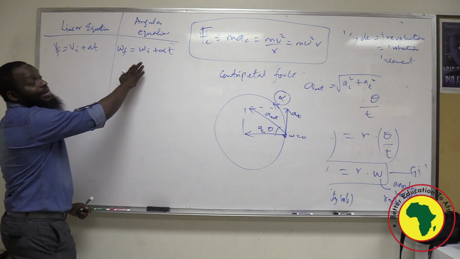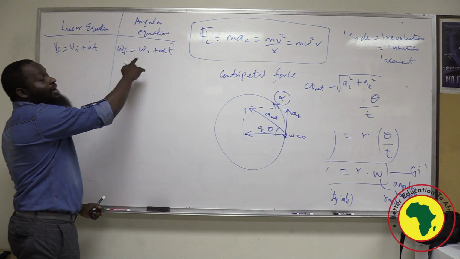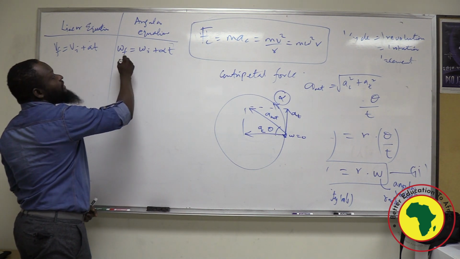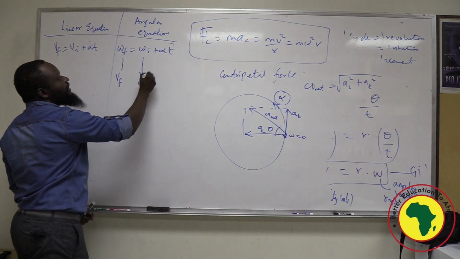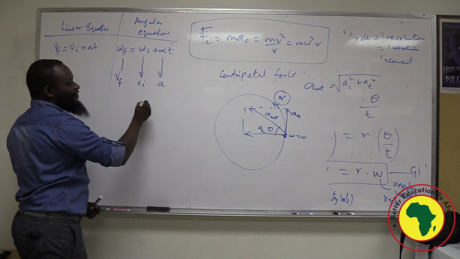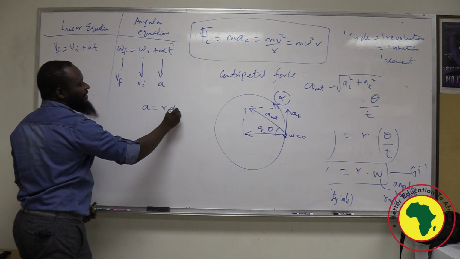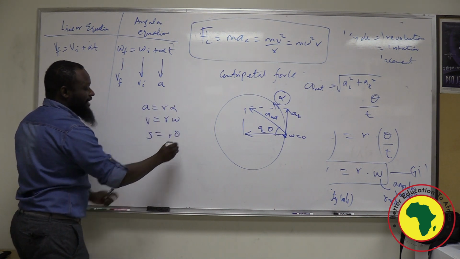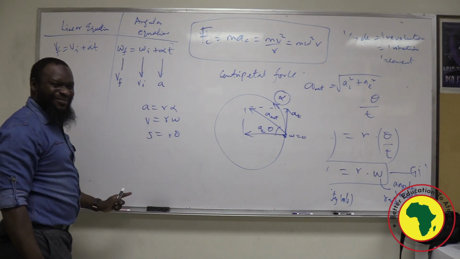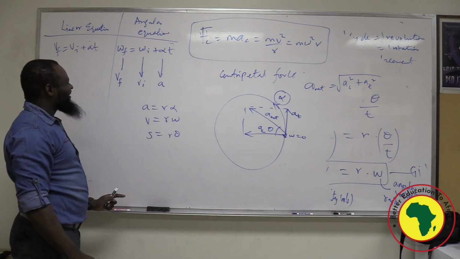But the beautiful part about angular motion is you can always go from linear quantities. You can get V final, you can get V initial, you can get a from a equals R alpha, v equals R omega, and s equals R theta. You can always run around from this.